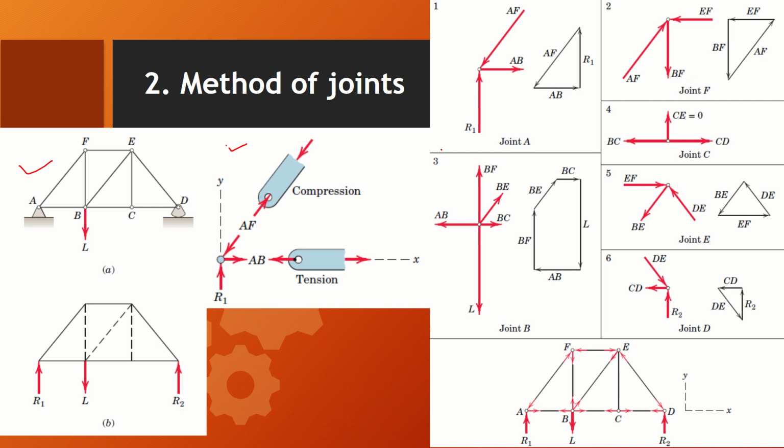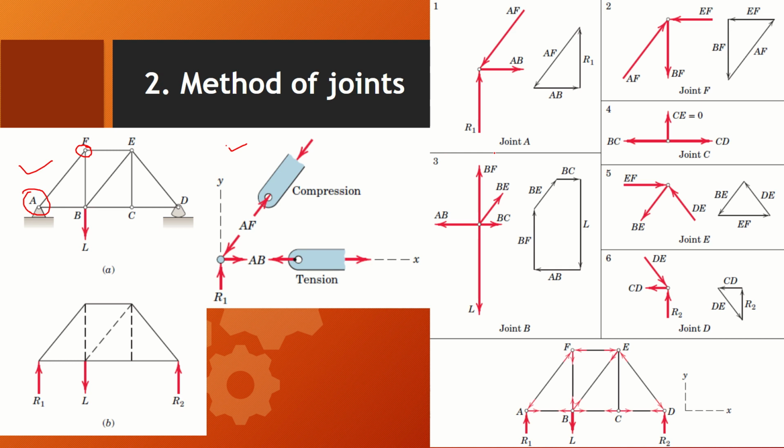The magnitude of AF is obtained from the equation: the sum of forces acting along the y-axis equals 0. The magnitude of the force in AB can be found from the sum of forces acting along the x-axis equals 0. The joint F may be analyzed next. Once you have solved joint A, you can jump to joint F.